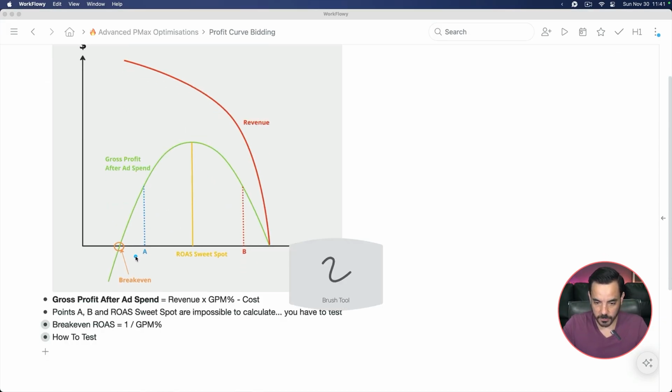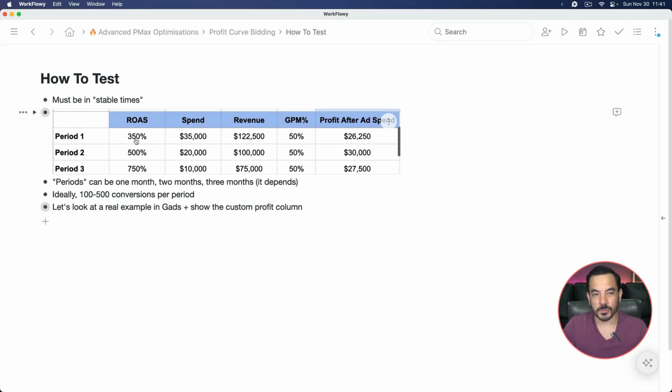And then to figure out where your ROAS sweet spot is, the only way to do it, you can't calculate it, you have to test. So here's how an example test might look. First of all, before you start testing this, you must be in stable times, as I put here. What do I mean by stable times?